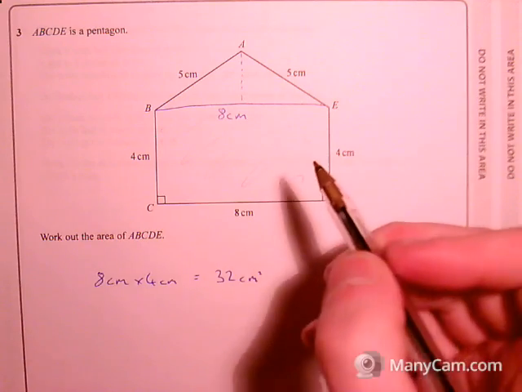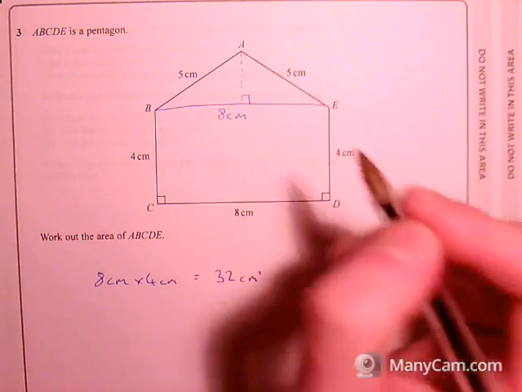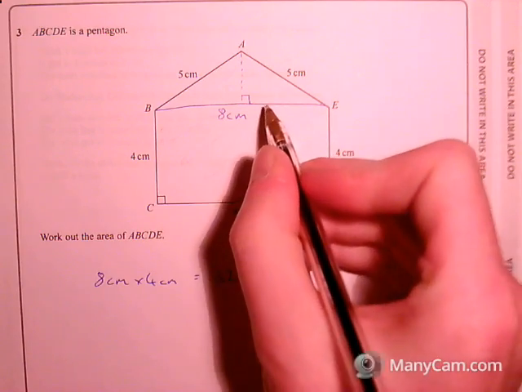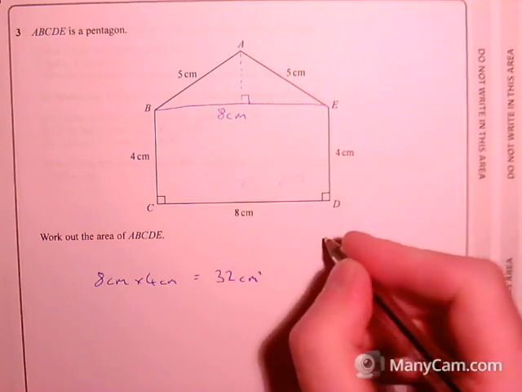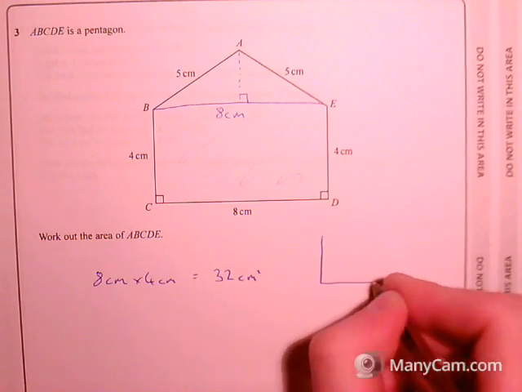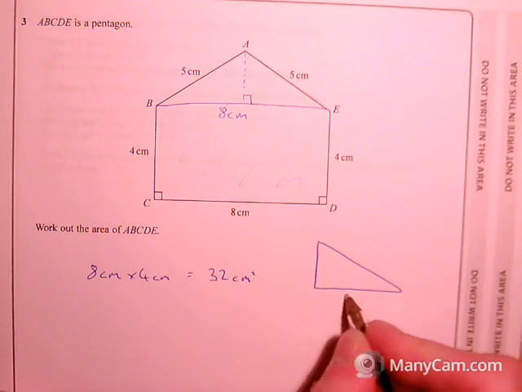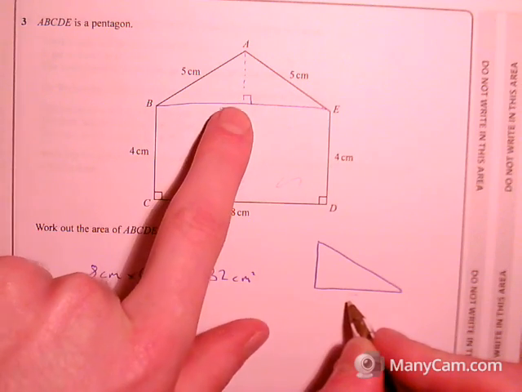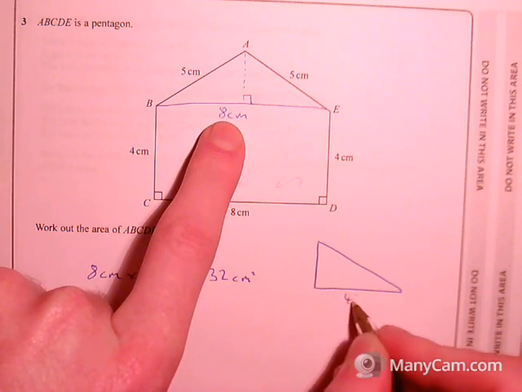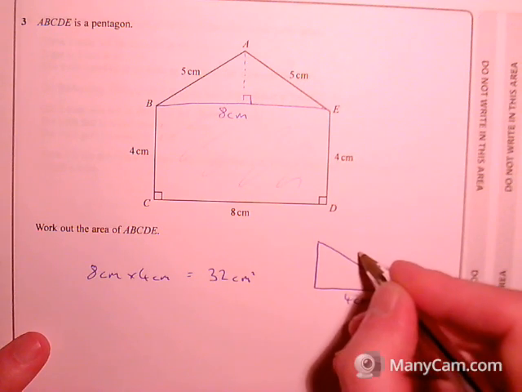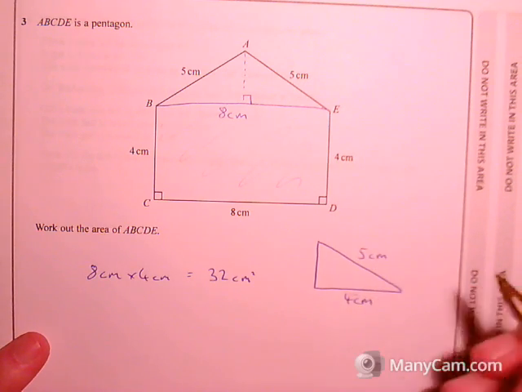In order to work that out, I've got a right angled triangle, so I'm going to end up having to use Pythagoras. If I redrew that triangle separately, down here, so it looks something like this, my base is going to be halfway, so I've got 4 centimeters there, and my height I want to find out, and my hypotenuse is 5 centimeters.